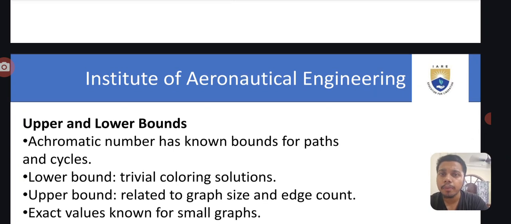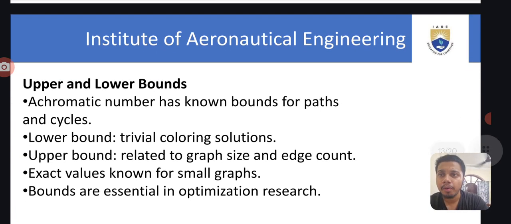Upper and lower bounds. The achromatic number has known bounds for paths and cycles. The lower bound is a trivial coloring solution. The upper bound is related to graph size and edge count. The exact value is known for small graphs. Bounds are essential in optimization research.